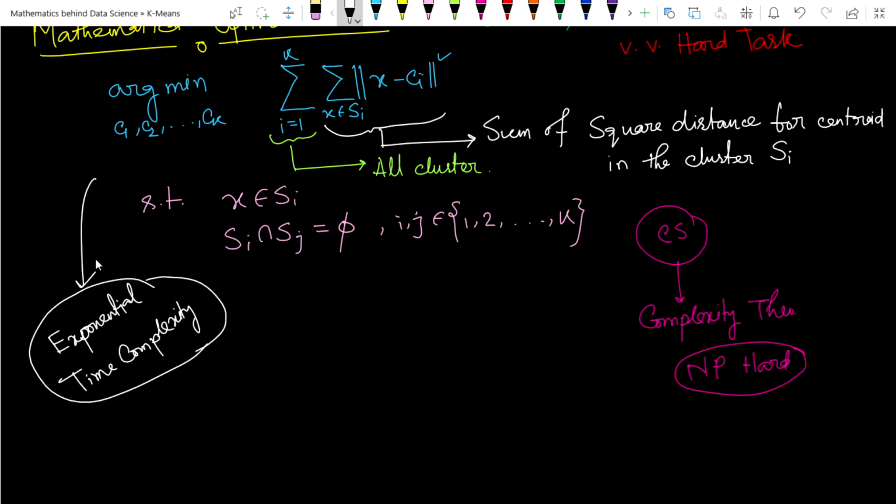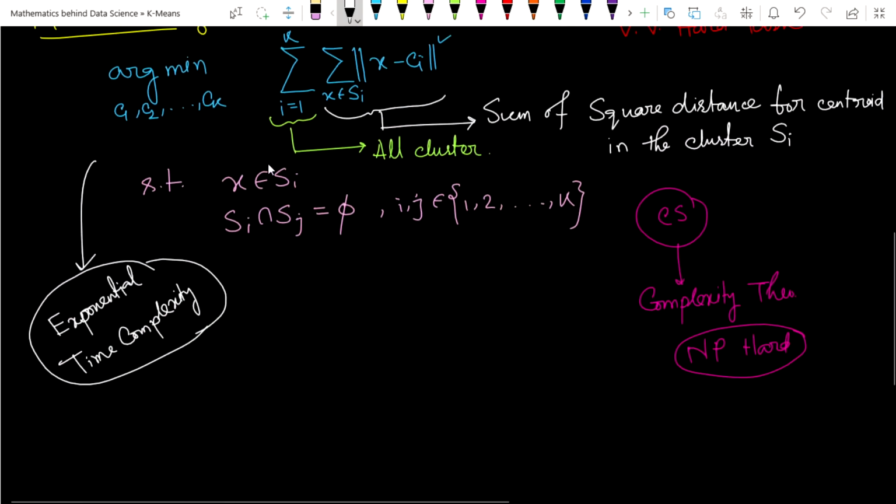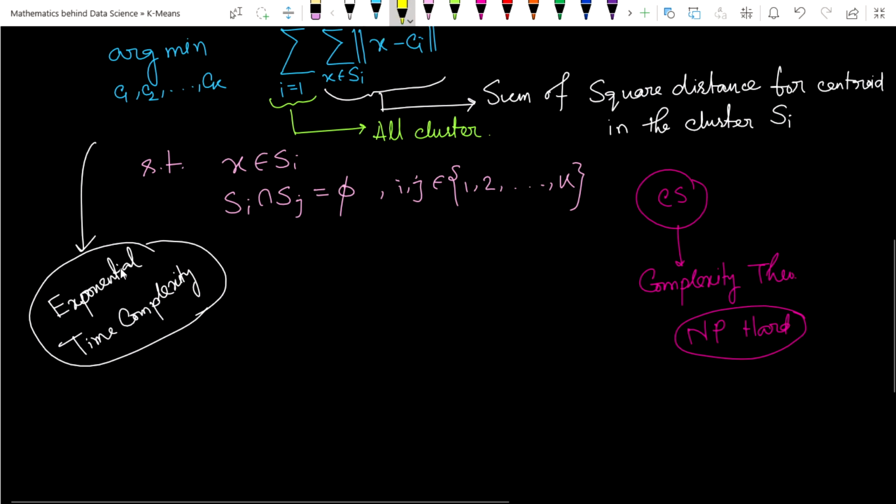So here, how many points do we have in our dataset? In our dataset, we have taken n data points.